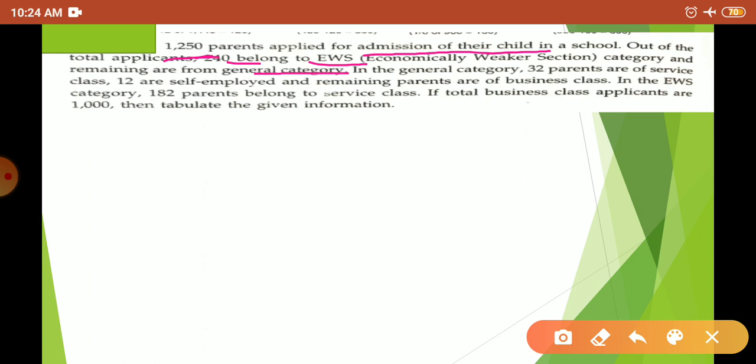Now what is written for the general category? 32 parents belong to service class. Okay, belong to service class. And 180 parents belong to self-employed, and remaining parents to business class. That is, now this EWS and general category are further divided into 3 classes: first service, then self-employed, and then business class, and data are given. Now we are going to prepare the flow chart. So first of all, write here flow chart.